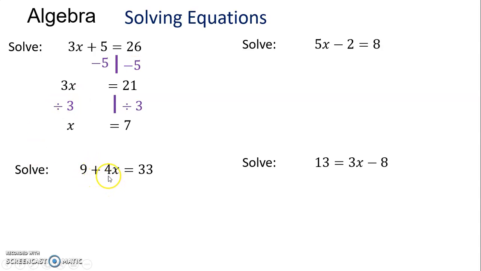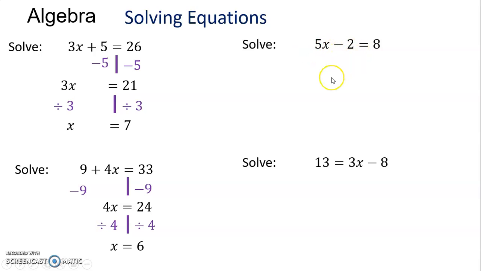Here we've got 9 add 4x is equal to 33. And this would be exactly the same as if I'd written 4x add 9. So I'm still going to think of this as having added 9 to 4x, and I'm going to now reverse that. So I'm going to subtract 9 from both sides, which gives me 4x is equal to 24. And then I'm going to divide by 4, which gives me x is equal to 6. So don't worry about things looking like they're back to front, because it is actually exactly equivalent to what we had above.